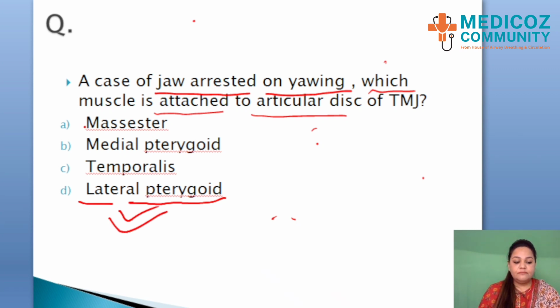We have masseter, medial pterygoid and temporalis here, but these MMT muscles are the elevators of the mandible, which help in the closing of the mouth. The posterior fibers of the temporalis muscle also help in the retraction of the mandible. So this is our question here, and the answer for this is the lateral pterygoid.